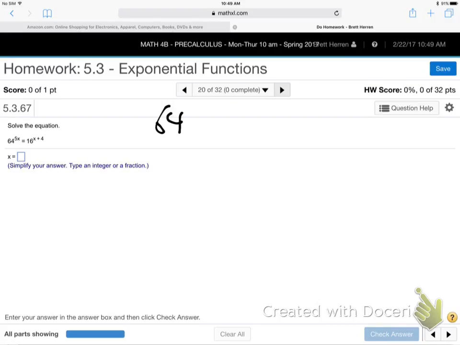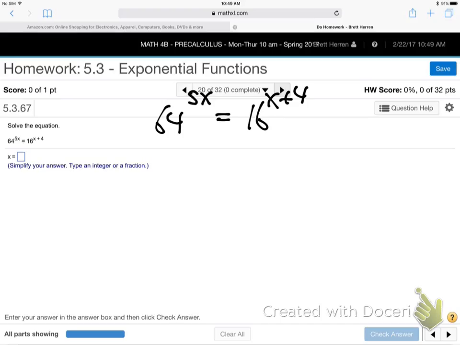Okay, this is a valuable one. 64 to the 5x is 16 to the x plus 4. All right, so make the bases the same. So use your calculator. This is important, guys. I know we got a minute and a half. I'm going to use that. This will be for your benefit. This one has an important lesson. Use your calculator.